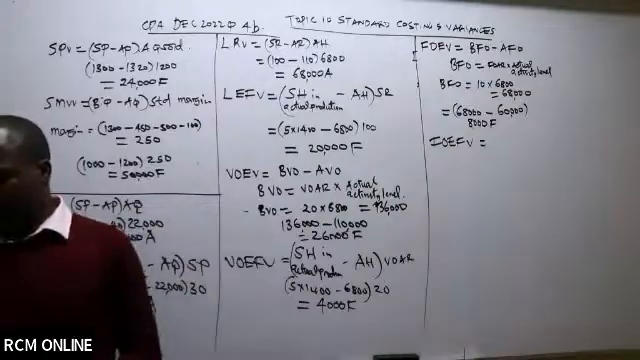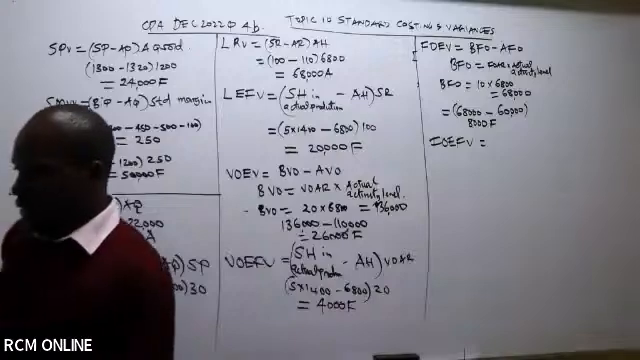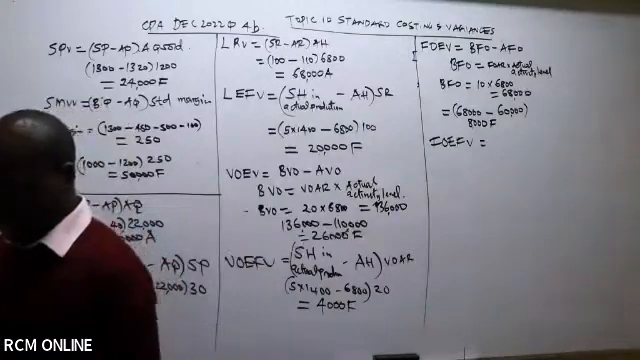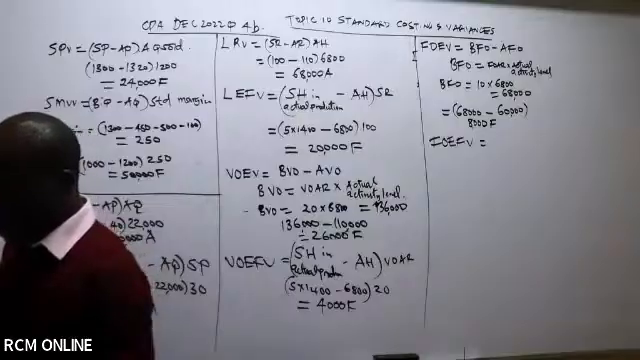Fixed overhead efficiency variance. How do we deal with it? Let's see how people will resolve this last part. Can you just post the formula there?